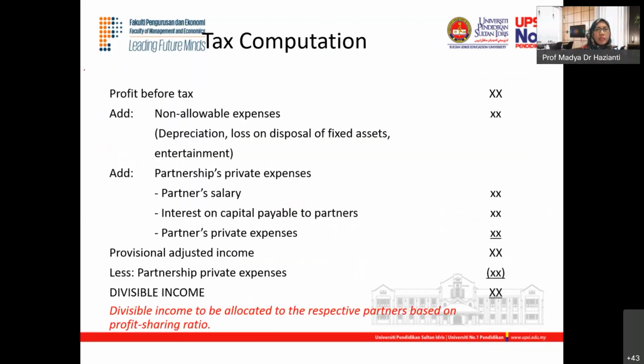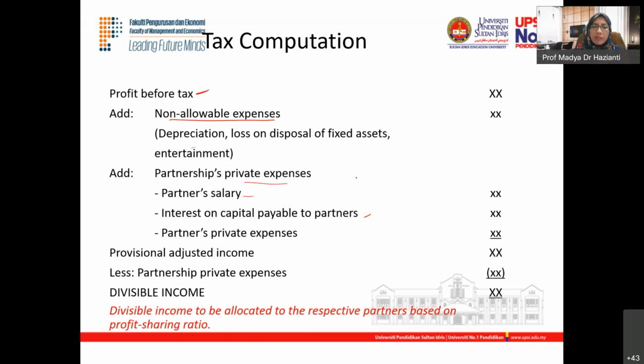So you must remember the format kita akan start. This is a business, so we will start with profit before tax. If there is non-allowable expenses, kalau ada depreciation lah, loss on disposal of fixed asset, entertainment, ini semua not allowed. For the tax purposes, this is not allowed. And we add back partnership private expenses, partnership salary, interest on capital payable to partner. Alright, the concept is like this. The partner tu masukkan capital dalam partnership. Every year dia akan dapat interest. So bila dia bagi capital, dia kira pinjam kan, the partnership tu kira pinjam modal dia. Bila partnership tu pinjam modal tu, so dia kena bayar interest. So interest tu pergi kepada partners.